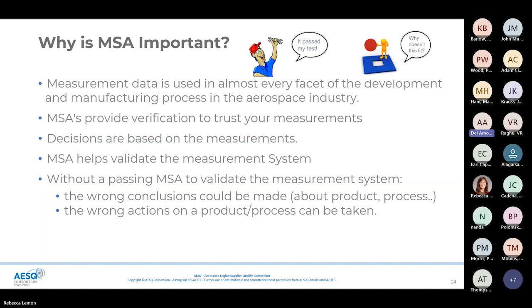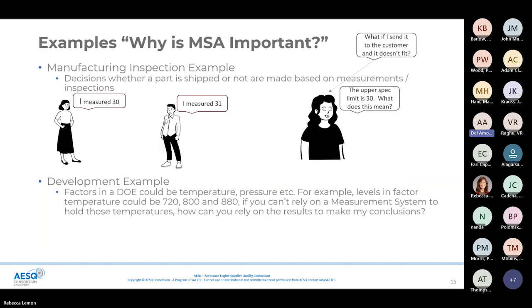Next slide, please. So we're going to take a look at a couple of examples. The first one is a manufacturing inspection. We have to ship a part. The decision to ship the part or not is made based on that measurement. How can you trust a measurement if you don't have a passing MSA? It might happen what you see in the picture. Somebody measures 30, somebody measures 31. So what do you do? Do you send it to the customer or you don't send it to the customer?